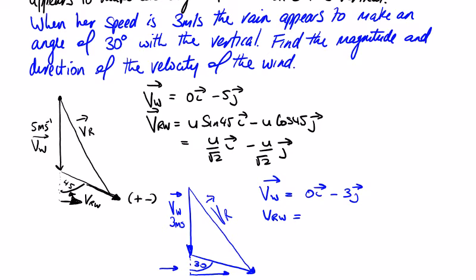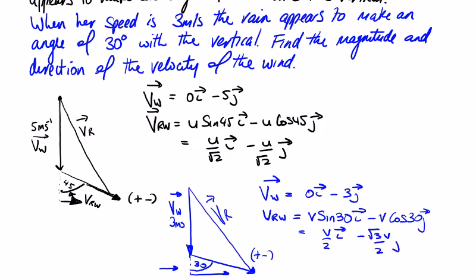we're opposite to 30. So we call the speed v this time, and again it's going the same direction as positive, negative. My i direction is opposite to 30, so sine, so v sine 30 times i minus v cos 30 times j. And what does that simplify to be? Sine of 30 is a half, so v over 2 times i, and the cos of 30 is root 3 over 2, so minus root 3 v over 2 times j.